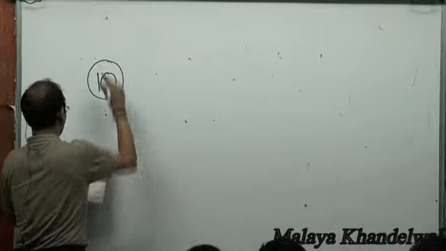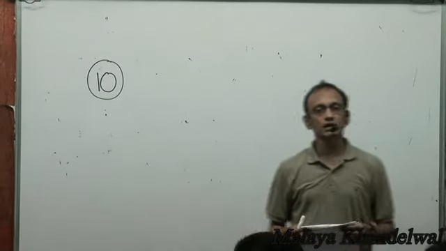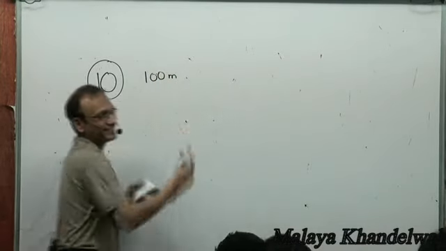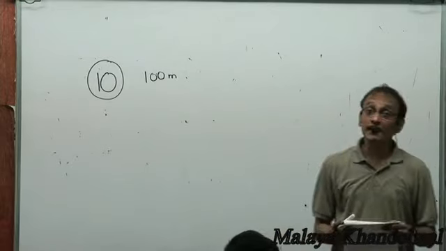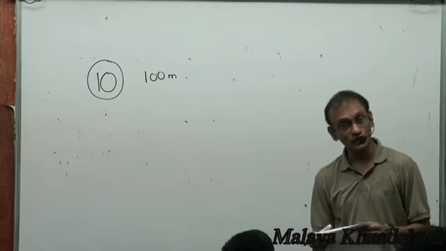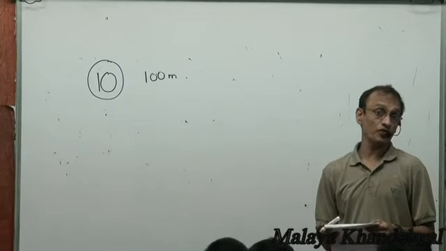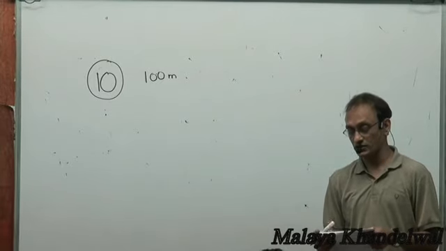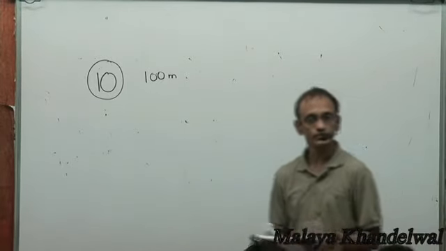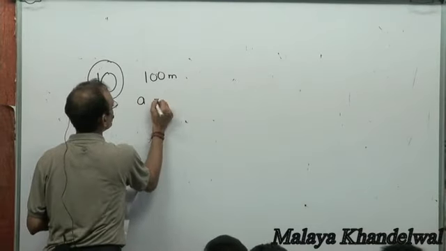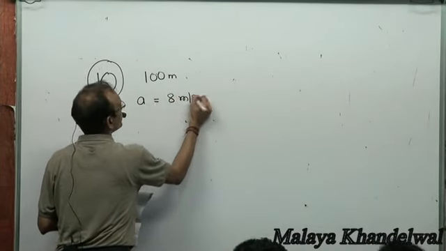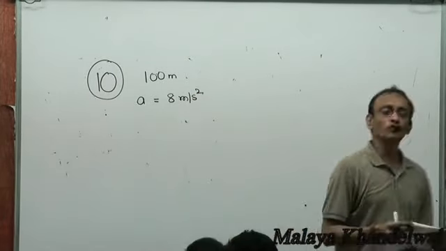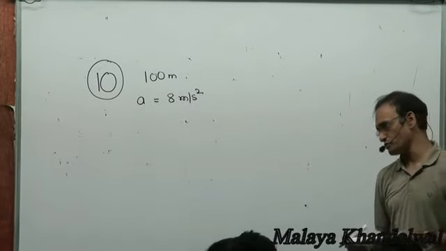Number 10. A tiger runs a 100-meter race, God knows with whom. It accelerates for 1/3 of the total time and then moves with uniform speed. Find the total time taken by the tiger to run 100 meters if the acceleration of the tiger is 8 meters per second squared. Initially, it moves with constant acceleration and then moves with a constant velocity to cover this 100-meter race.